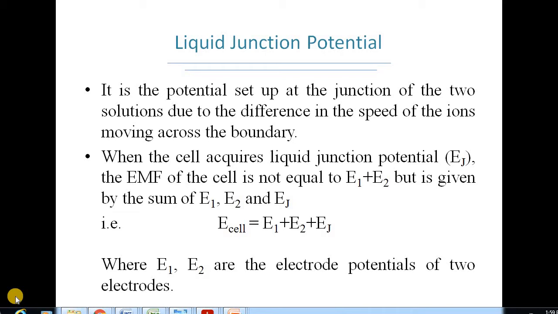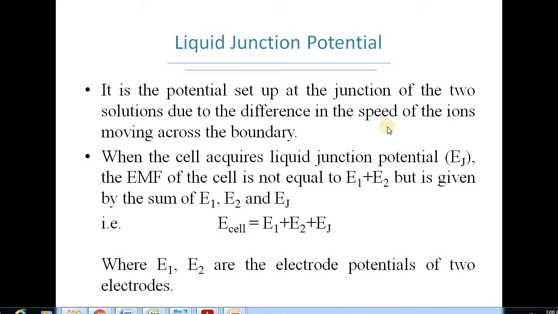Today we will discuss the topic liquid junction potential. Now what do we mean by liquid junction potential? It is the potential which is set up at the junction of two solutions due to difference in the speed of ions moving across the boundary.